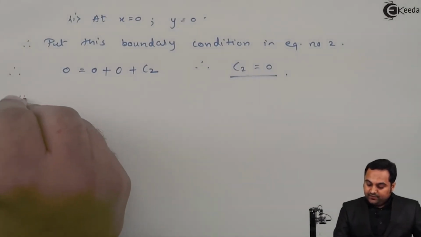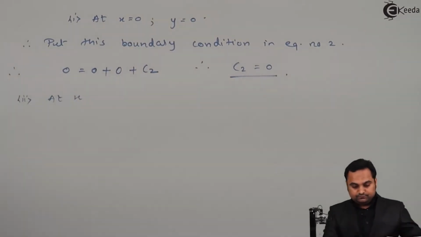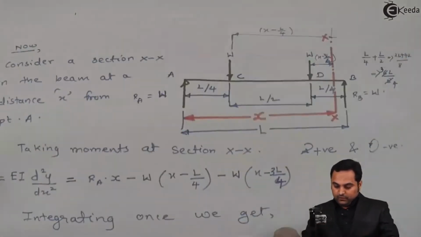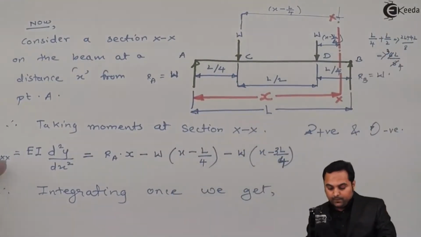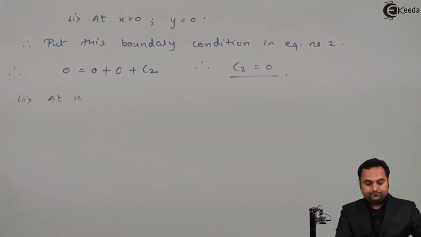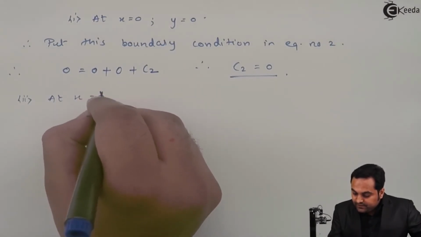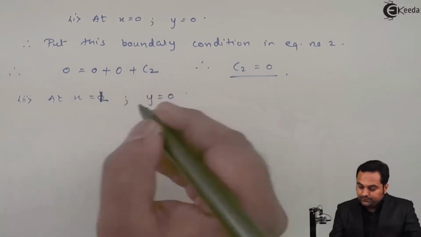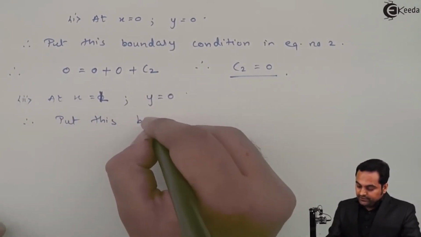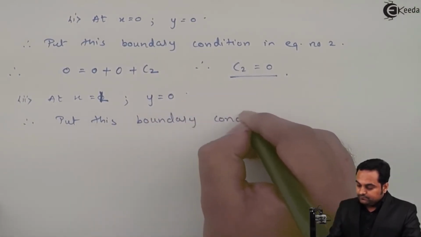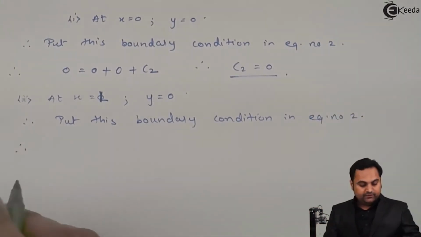Now I'll apply the second boundary condition. When x is equal to capital L, here also the deflection y is 0. So at x is equal to L, y is equal to 0. Therefore, put this boundary condition in equation number second.